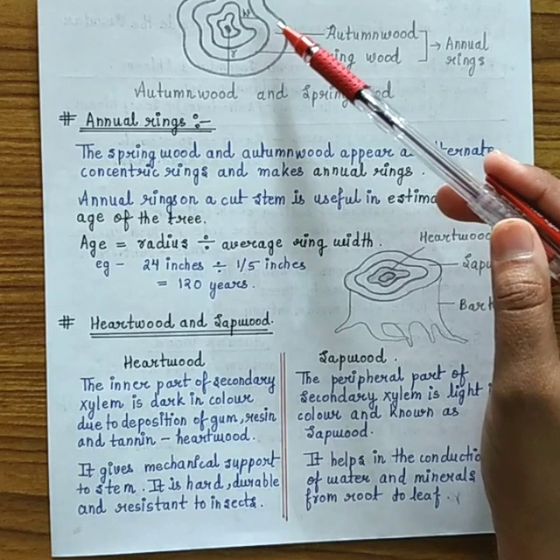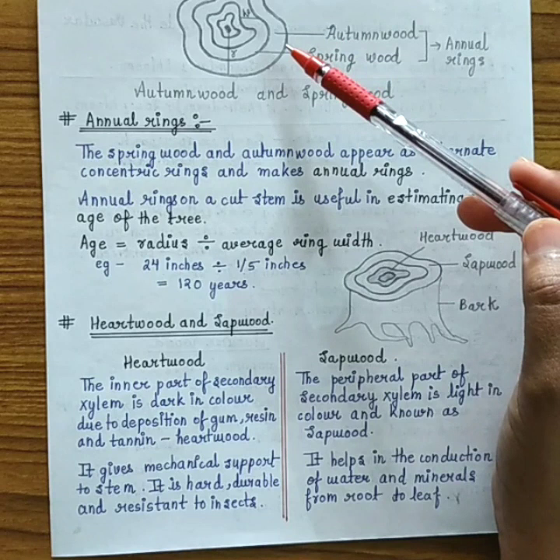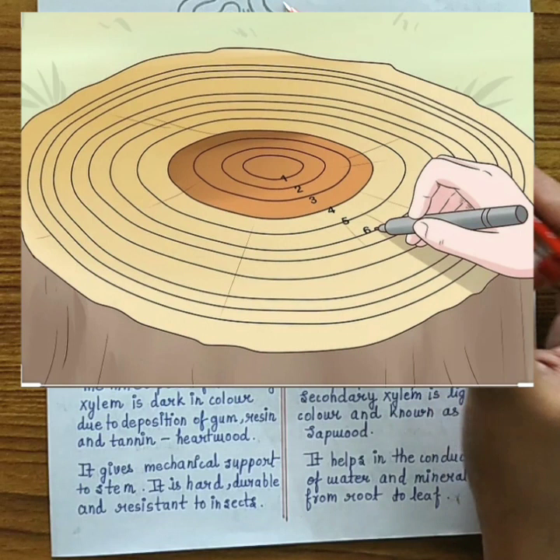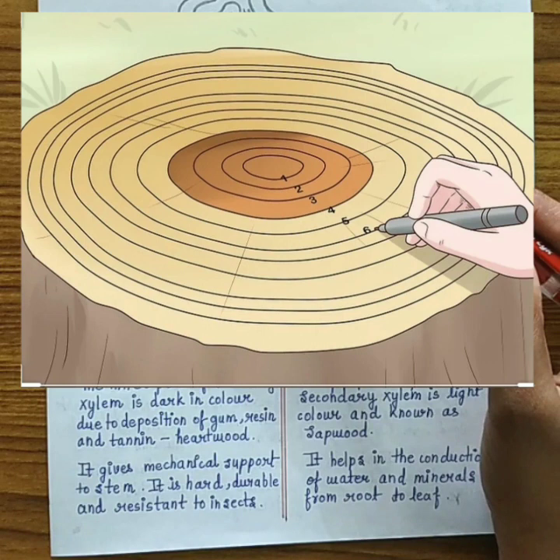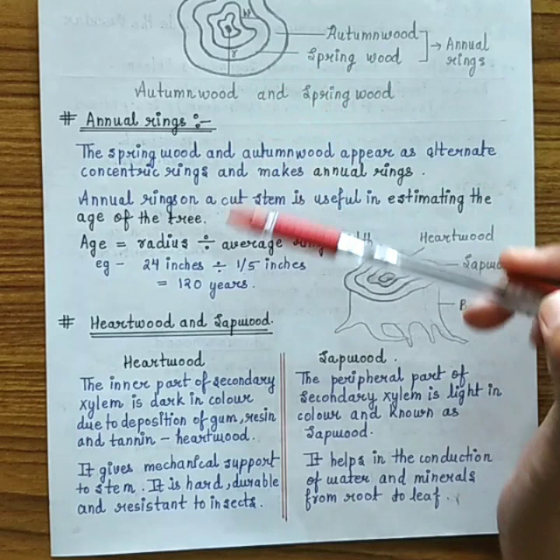They together make the annual rings and annual rings on a cut stem it is used for estimating the age of the tree. Agar kisi cut stem ko aap observe karenge to usme jo annual rings hoti hain that is useful in determining the age of the tree. वो tree की age determine करने में help करते हैं and the formula is radius divided by average ring width.